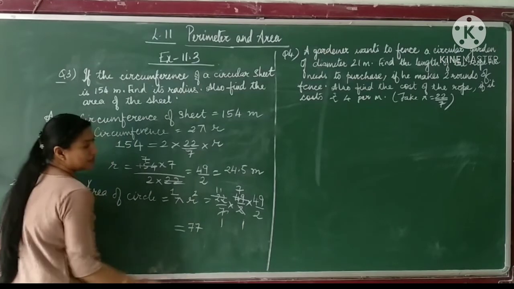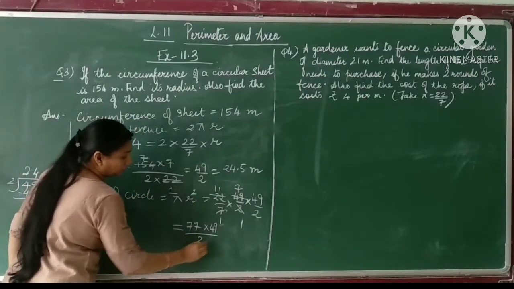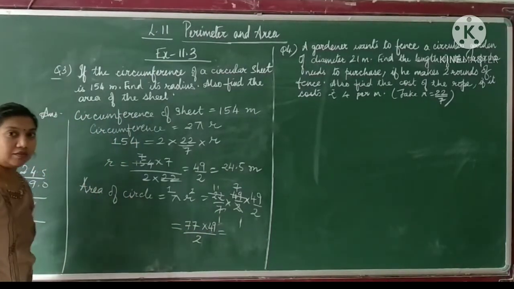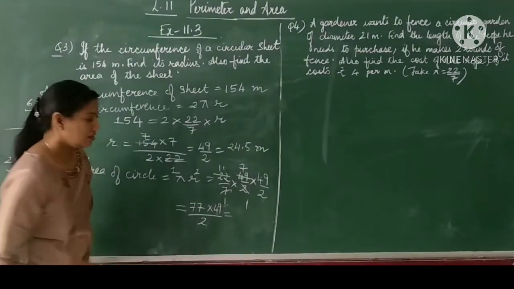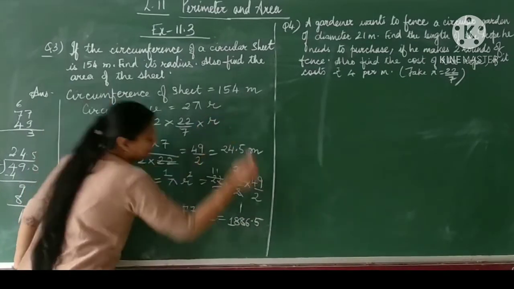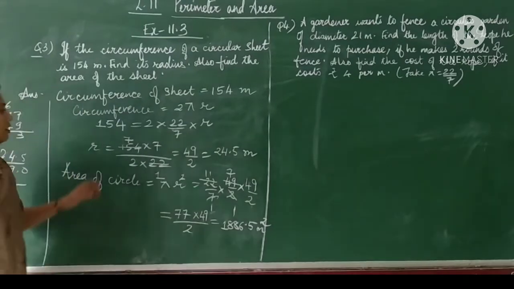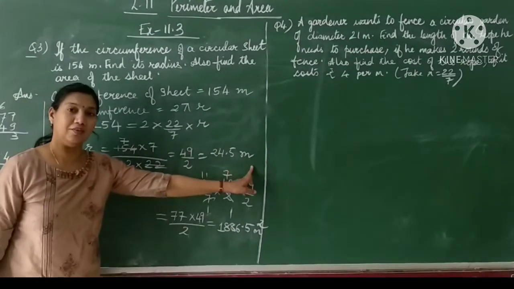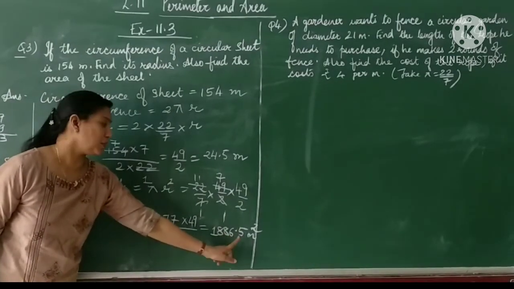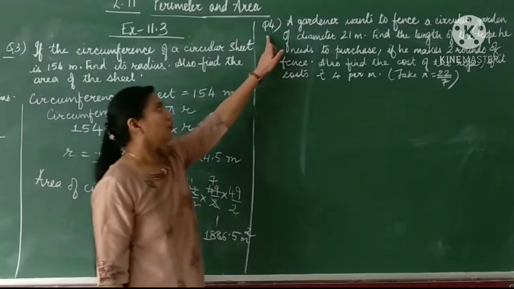11 sevens are 77. Multiplied by 49 and in the denominator 2. Now we multiply this 2 and we divide by 2. Let us see what is our answer. So the answer is 1886.5 meter square. Remember, the unit of area is meter square. Thus, our radius is 24.5 meter and our area of circle is 1886.5 meters square.